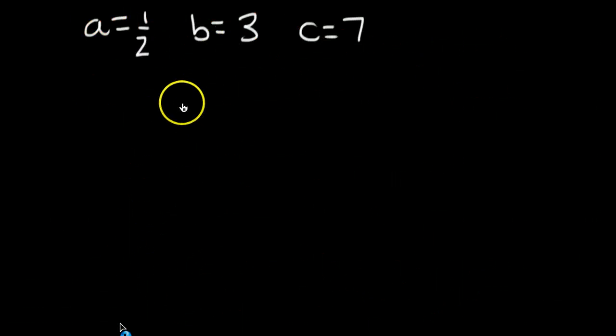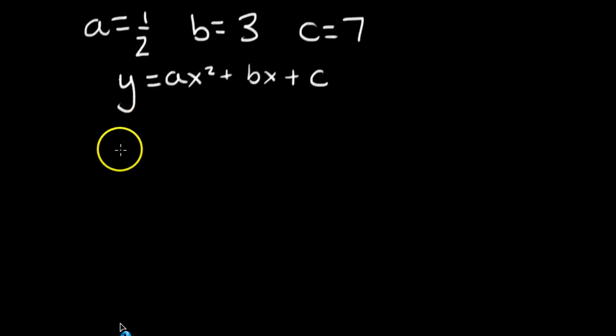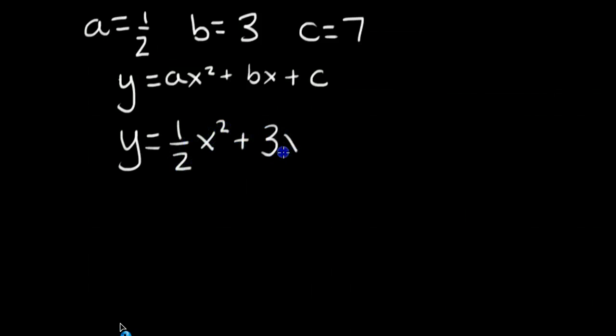So now that we solved for all three variables, we can plug them all back into the original equation, which is y equals ax squared plus bx plus c, and say that the function that has those three original points is 1/2 x squared plus 3x minus 7.